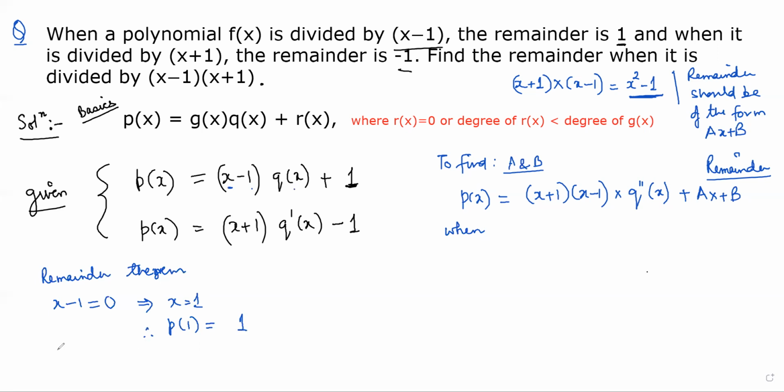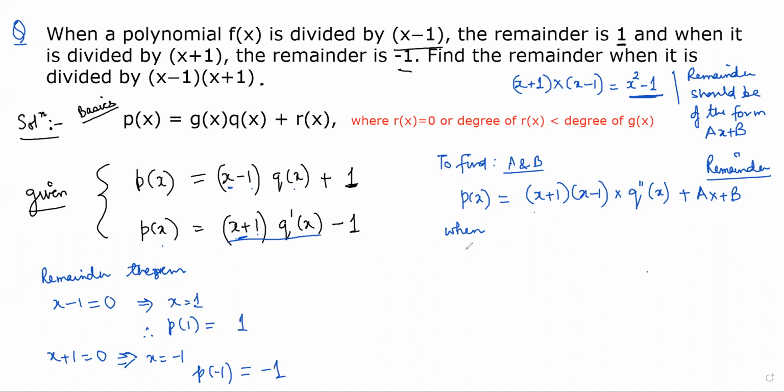And look carefully, put x plus 1 is equal to 0. What is the value of x? The value of x is -1. So check p of -1: put -1 here, -1 plus 1 is 0. So the value of the polynomial becomes equal to -1.